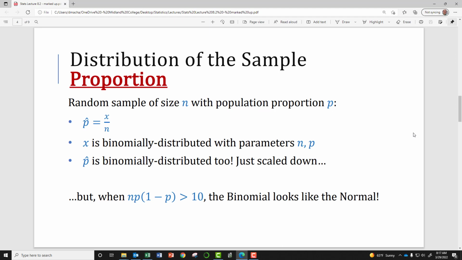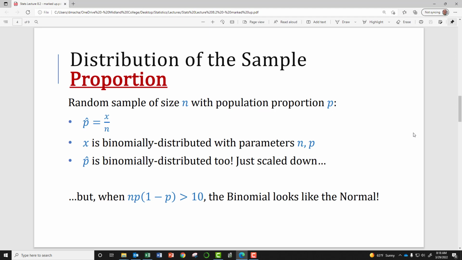Now, I'm going to tell you just that p hat also follows something that looks very much like a binomial distribution. We just scale it down in terms of the x-axis. So instead of the x-axis ranging from 0 to n, this is going to get squished together so that the x-axis ranges from 0 to 1, because a proportion has to be between 0 and 1. Otherwise, it's going to look exactly like a binomial distribution.